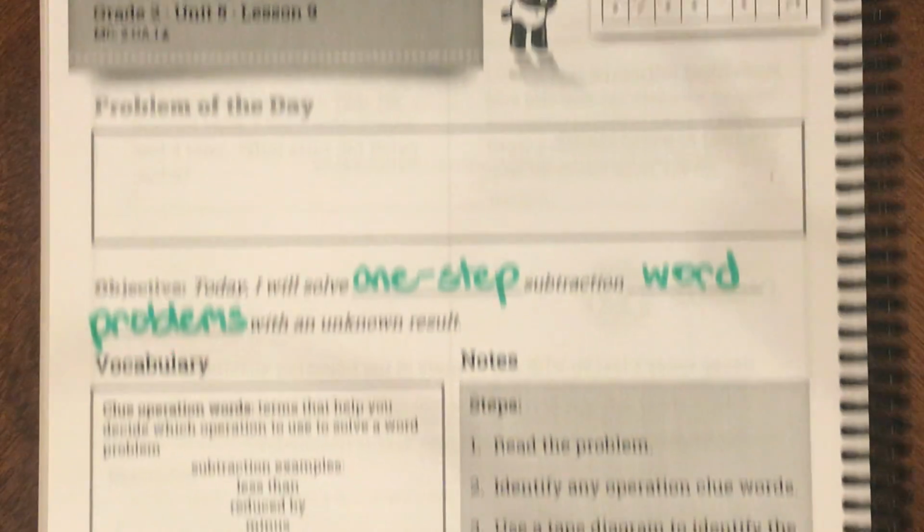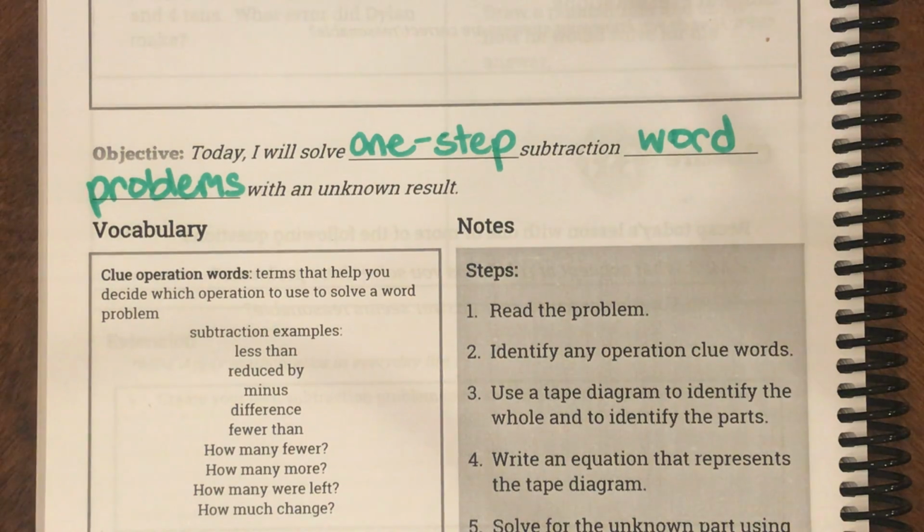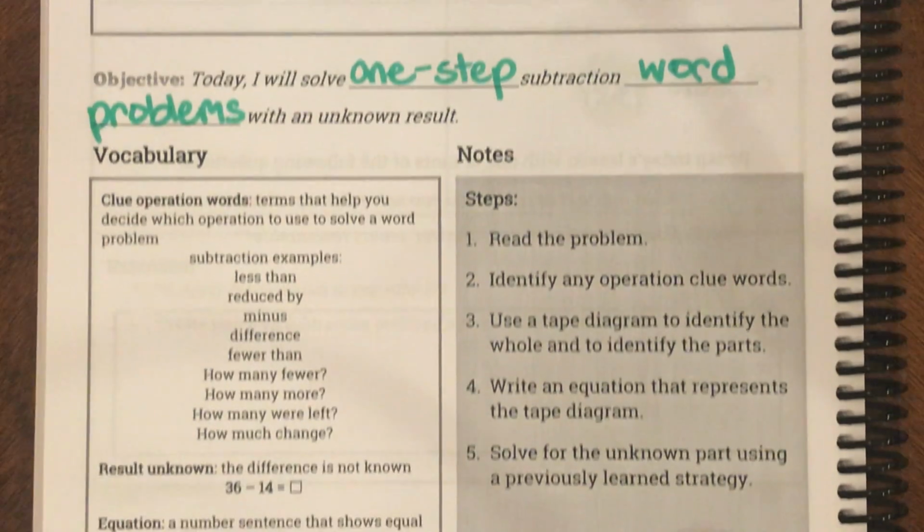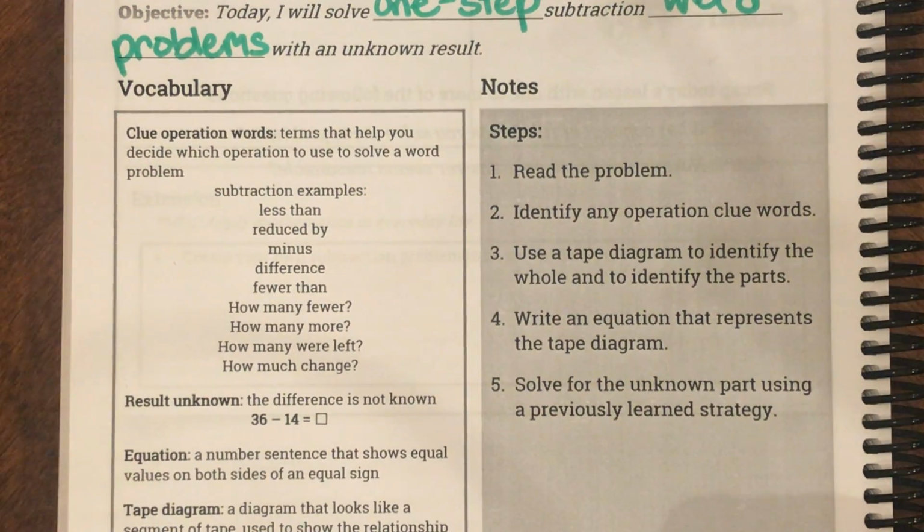So our vocabulary says clue operation words. When you're solving word problems or story problems, you want to always look for clue operation words. So it says terms that help you decide which operation to use to solve a problem. And then it says subtraction examples.